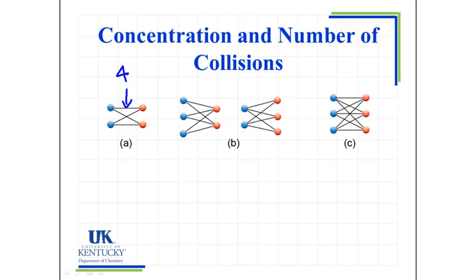Now, if in the same size container we increase the number of the blue spheres, then we can increase the number of possible collisions to 6. So we're going to have a greater probability of these collisions occurring in a certain amount of time if we've just increased the blue. We could increase the red, and this again would be 6. We've increased the red instead of the blue. But if we increase both of them, then this is going up to 9 here. We have 9 possible collision paths that would lead to a reaction.